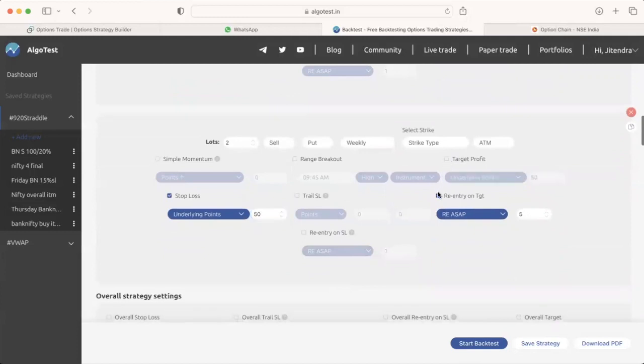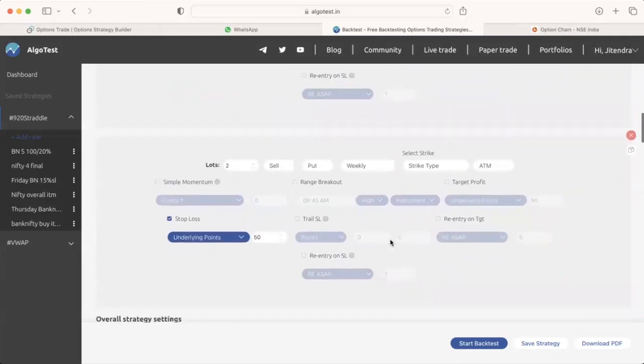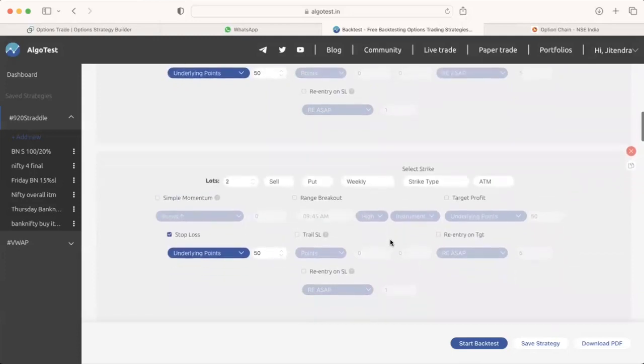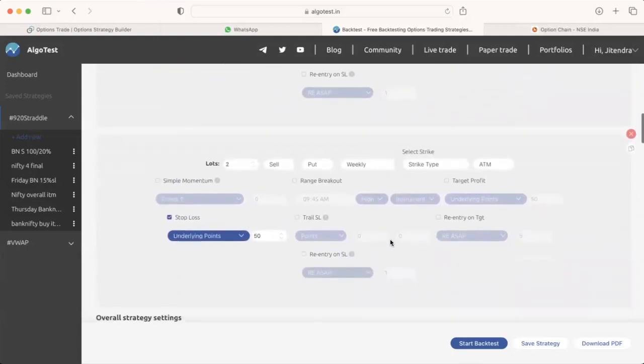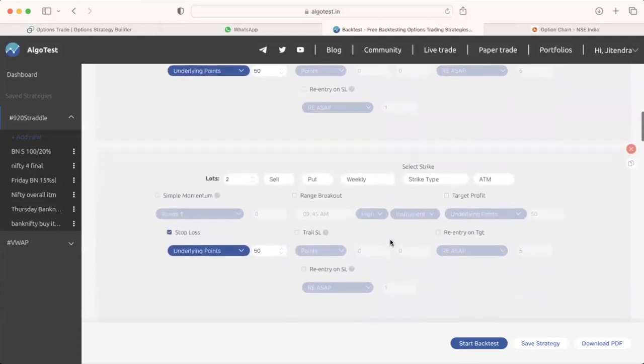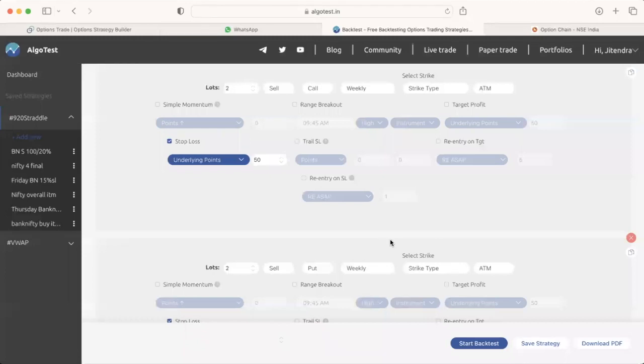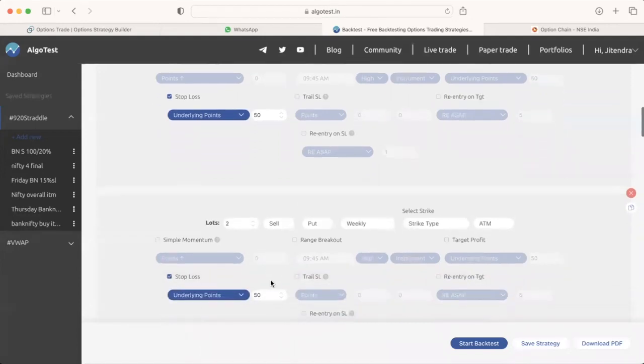We are removing the target now. We are only having the stop loss. Okay. So first we'll do only the stop loss strategy. That is, whenever there is a 50-point fall or rise, our call or put will get cancelled and the other leg will go on.